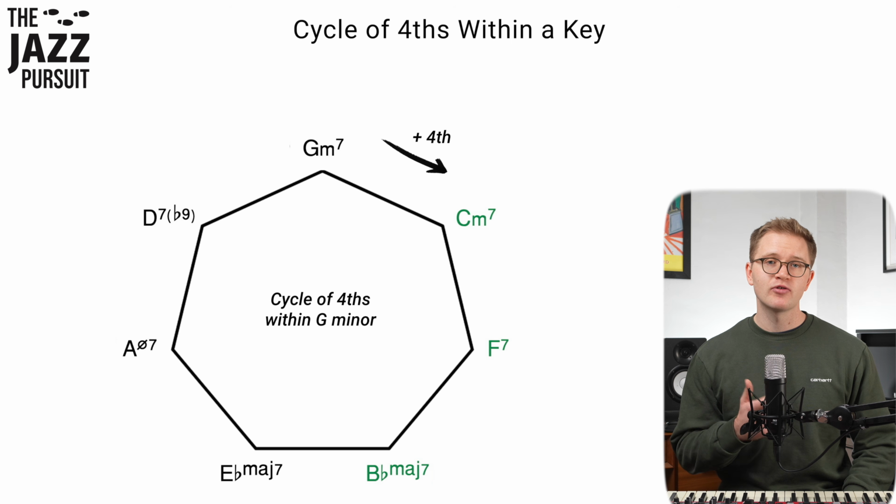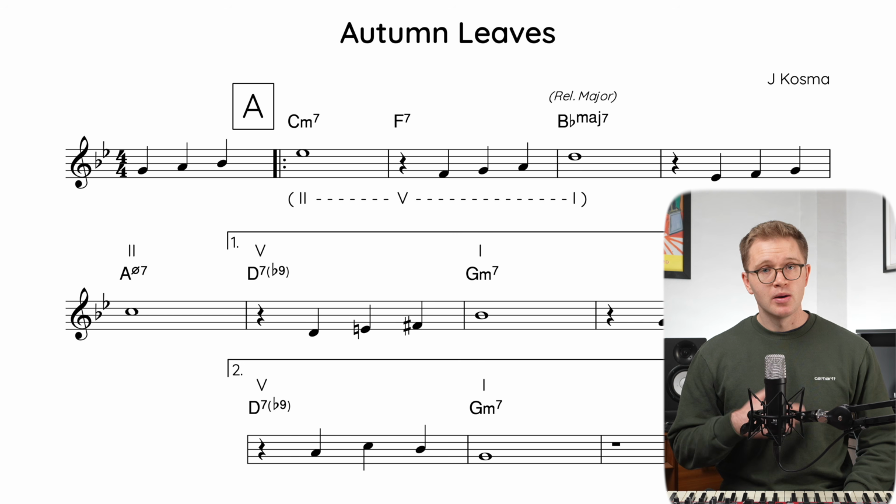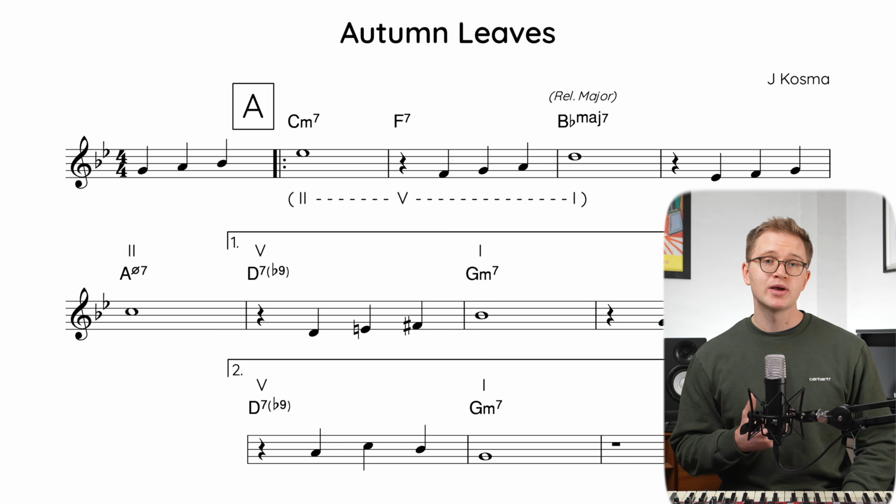We've got the major 2-5-1, C minor 7 to F7 to B flat major 7, and the minor 2-5-1, A half diminished, D7 flat 9 and G minor 7. This leaves one chord unused, E flat major 7. And as we can see, this joins together the major and minor 2-5-1, as it's in between B flat major 7 and A half diminished. So, back to the A section harmony, we can drop in E flat major 7 to bar 4.